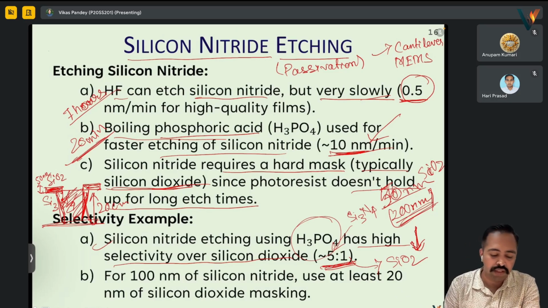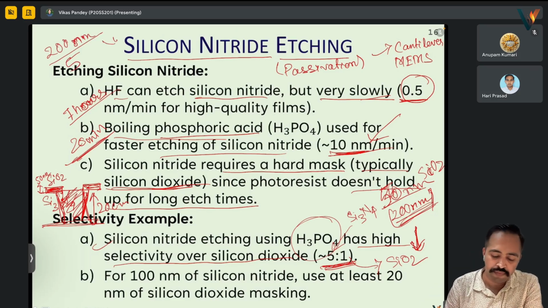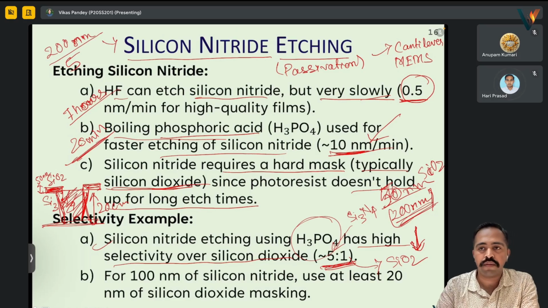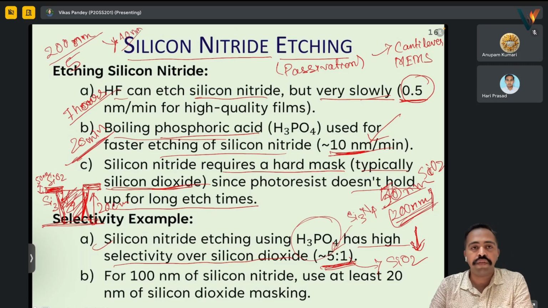So when it is removing 200 nanometer, it will remove 1/5 of it in the same time, which is how much? Yes, 40 nanometers. Right? So out of 50 nanometers, 40 nanometer is etched out. So how much is left? Yes, 10 nanometer.